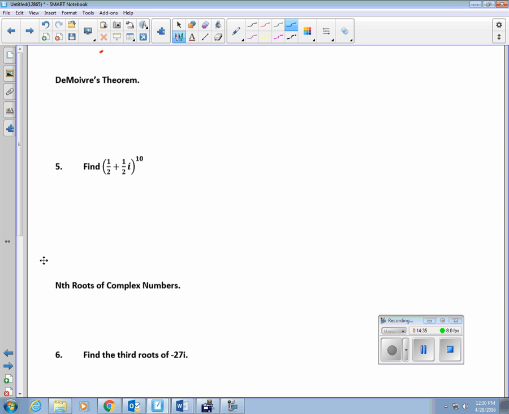All right, DeMoivre's theorem. So, let's not make a mistake. Let's find the easy way of doing it. Okay.